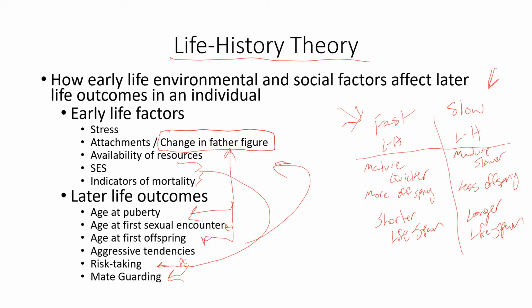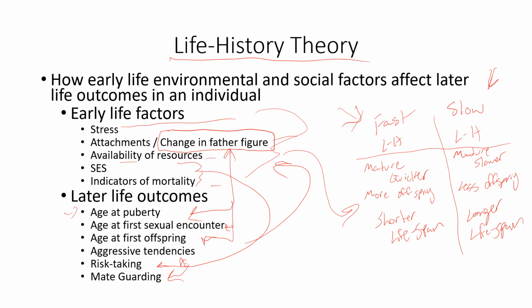But now let's talk about within species. So when we're talking about humans, they've recently adopted this to a within species. And what you get is these things here: increased stress, change in father figure, low resources, low SES, high indicators of mortality. All of these together lead to a fast life history because these individuals are more likely to die young. They are less likely to reach old age, so to say. They are more likely to have offspring that die. So they are going to mature quicker.